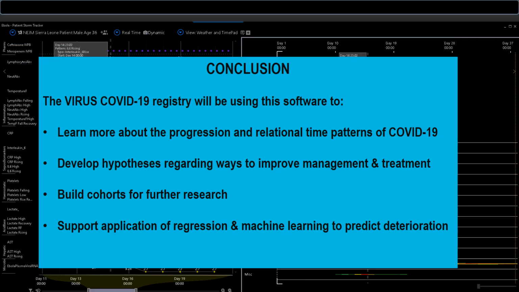In conclusion, the virus COVID-19 registry will be using this software to learn more about the progression and relational time patterns of COVID-19, to develop hypotheses regarding ways to improve management and treatment, to build cohorts for further research, and to support application of regression and machine learning to predict deterioration.